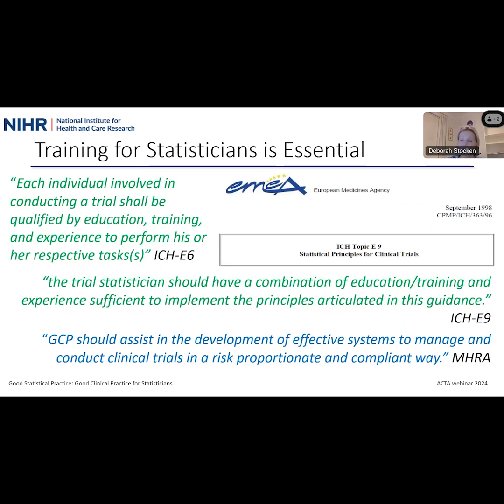Each individual involved in conducting a clinical trial should be qualified by education, training and experience. So see ICH in their guideline E6. Guideline E9 specifically talks about the trial statistician having a combination of education and training sufficient to implement the principles in GCP and ICH GCP. And there's a quote there from our UK MHRA regulatory body as well.